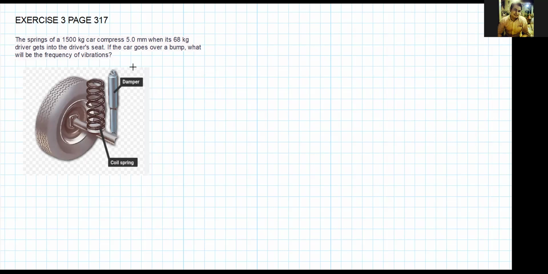Okay. So if we have a car that goes over a bump, remember that it's like you have a tire here, and imagine that we have a bump in this position, right? And we have in this car a 68 kilogram driver who gets into the driver's seat, okay? So this is a mass that is affecting the movement of this spring as well. So basically the exercise, according to this situation, is asking for the vibration. We know the mass of the car as well, okay?